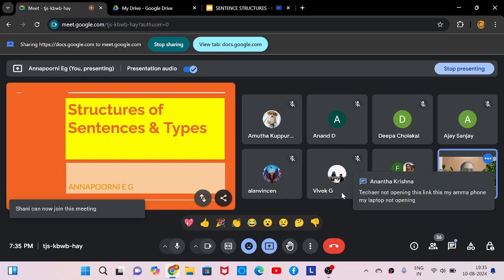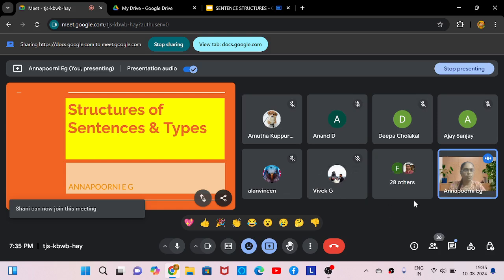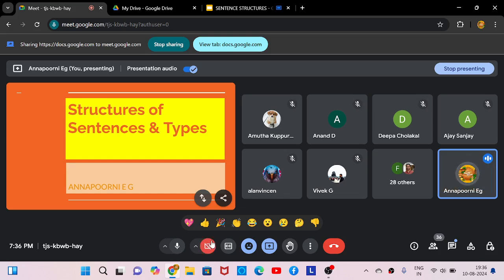Ananthakrishnan, teacher not opening this link. My amma phone. Okay, are you able to see the screen now? Are you able to see the screen now? Is it okay, Ananthakrishnan? If you are not able to view, just exit and come back.